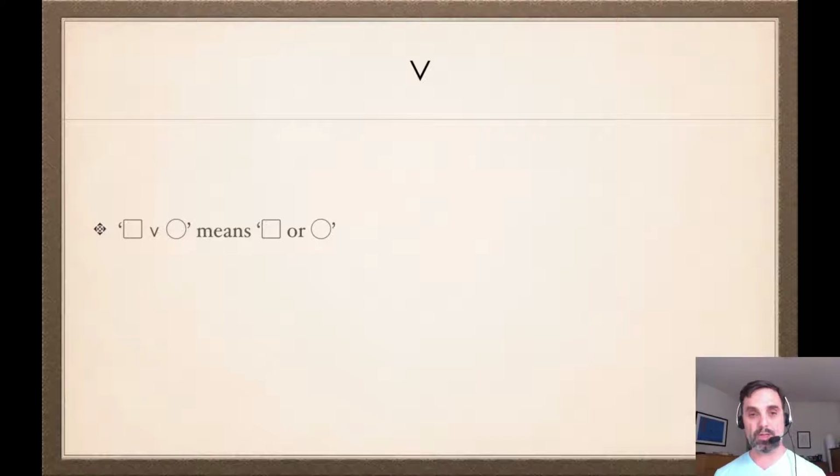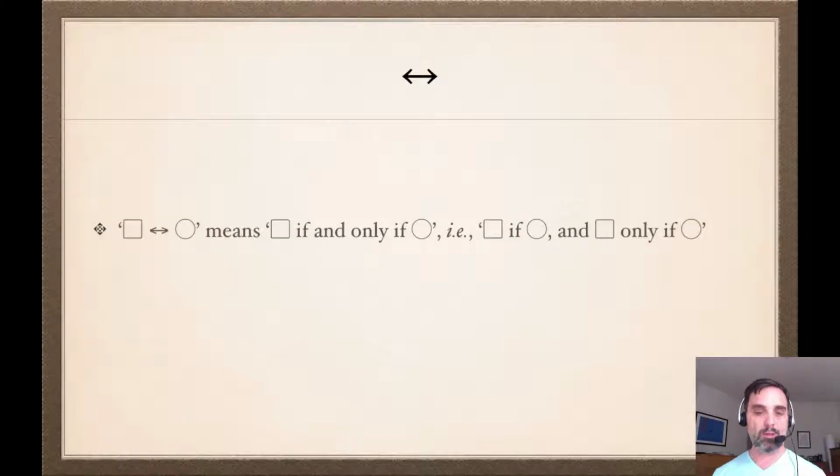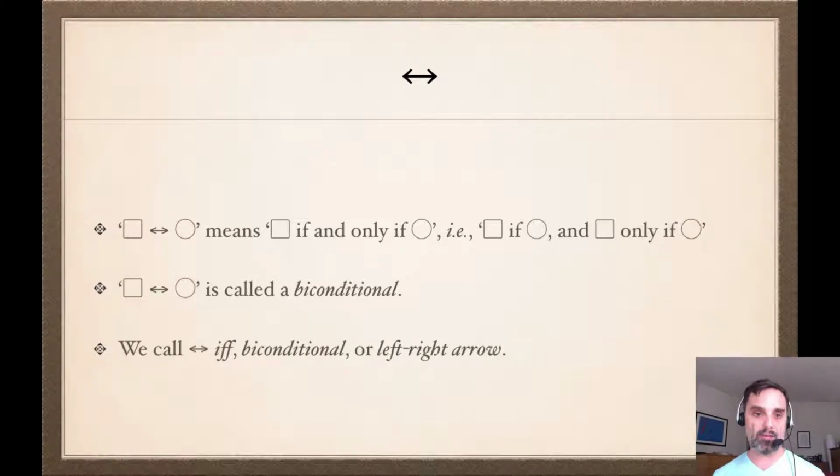The second symbol, square, V, circle, means square or circle. So this is called a disjunction, and we call the symbol or, disjunction, or V. And finally, the double arrow. Square, double arrow, circle means square if and only if circle, which is to say square if circle and square only if circle, or put differently, square if circle and circle if square. And this is called a biconditional because it's the conjunction of the conditional from the left to the right and the conditional from the right to the left. We call the symbol IFF, or if and only if. We call it a biconditional, and we call it the left-right arrow, or the double arrow.